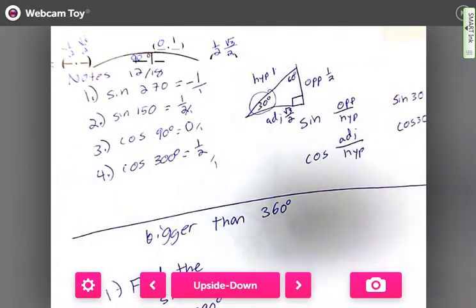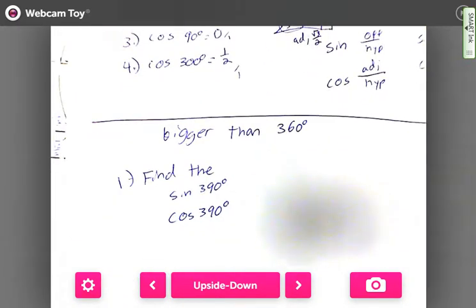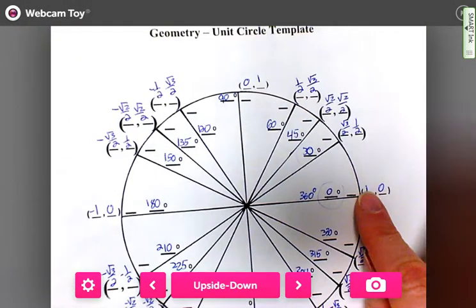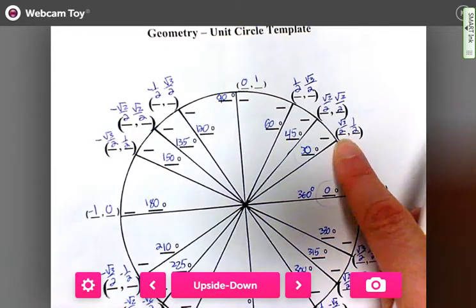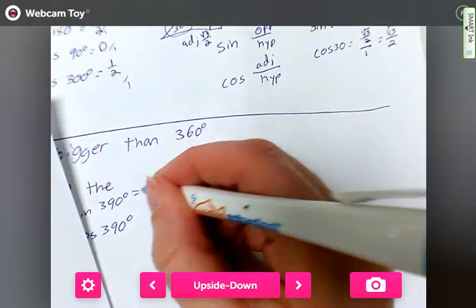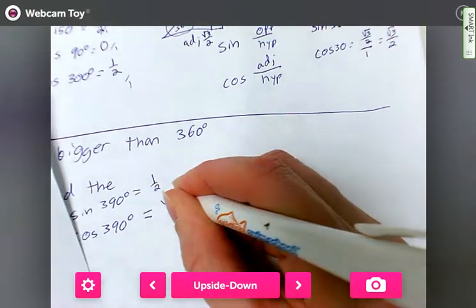How do you think we'd do that, guys? How would I find the sine and cosine of something bigger? Okay. You ready? No questions? You have no idea? Okay. So here's 360. How much more to get to 390? 360 plus what gives me 390? 30. So, therefore, the sine would be 1/2, and the cosine would be square root 3 over 2.